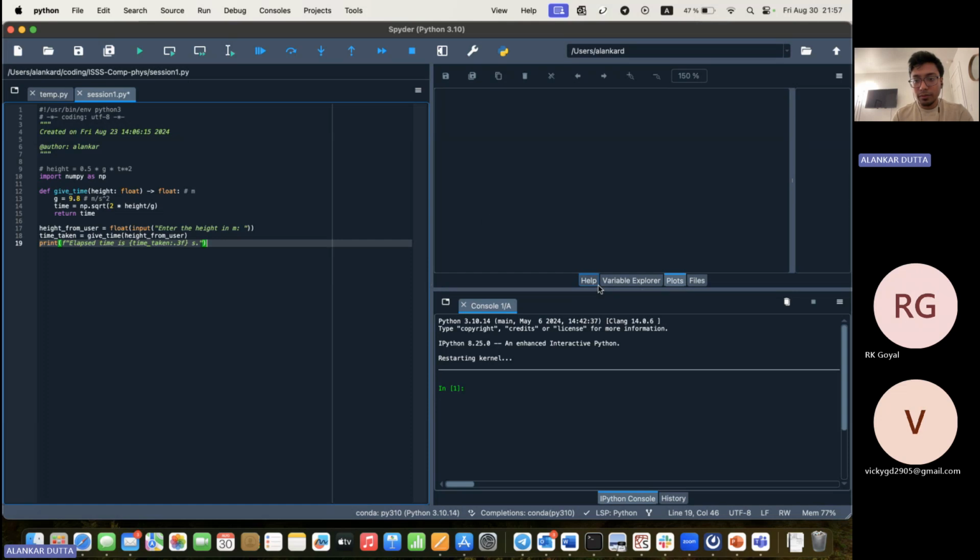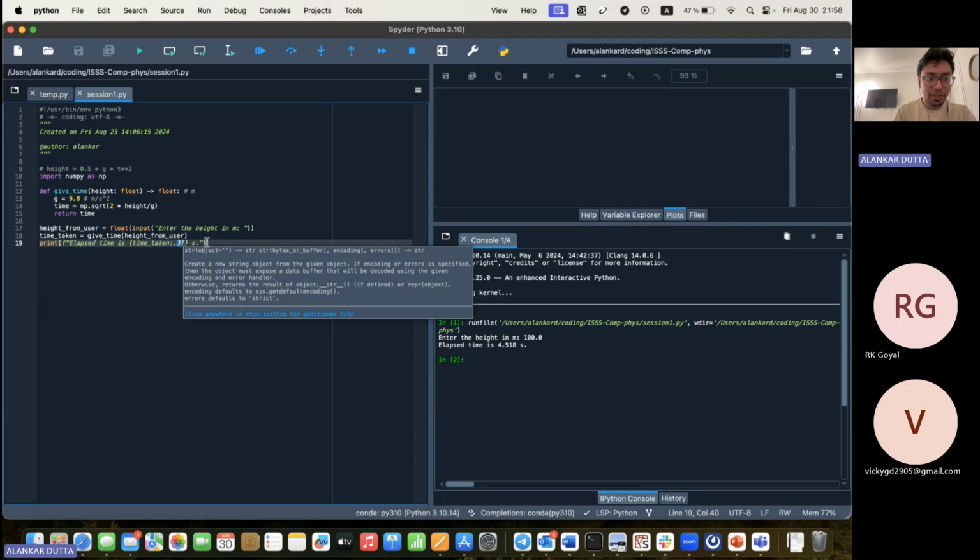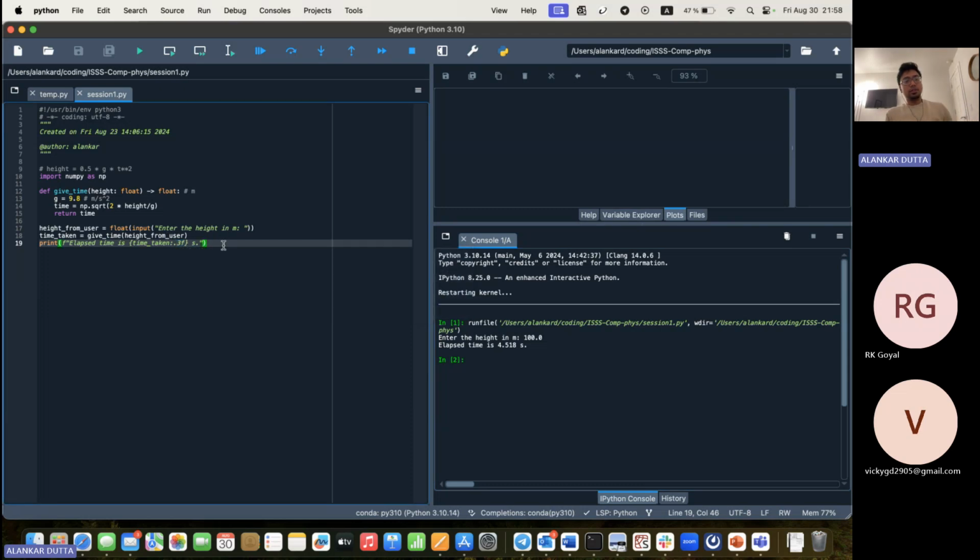So let me make this a bit larger, because this is the place we will be using for now. And let's run this program. So here it asks what is the height that you have to enter. Let's say I give a height of 100, so the time elapsed is 4.518 seconds, right? This is till 3 decimal places, because we have given 3 decimal places in here. So is this clear?